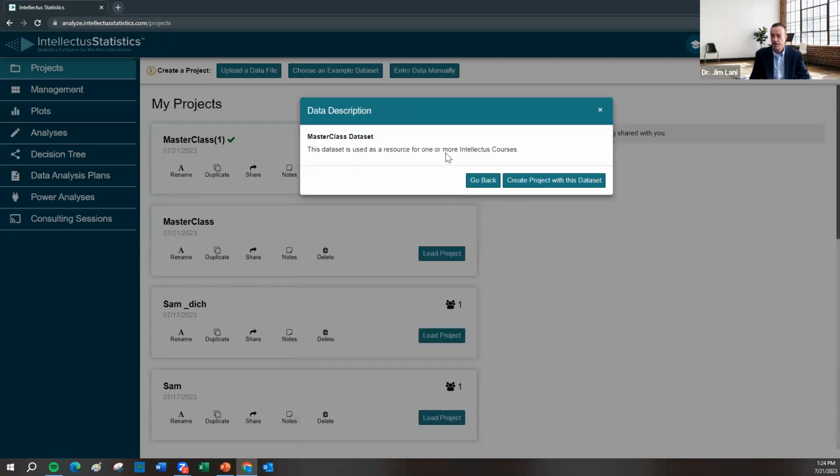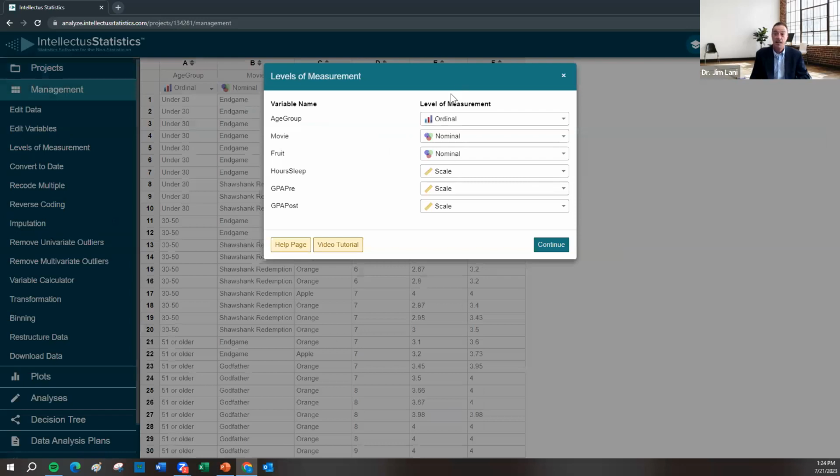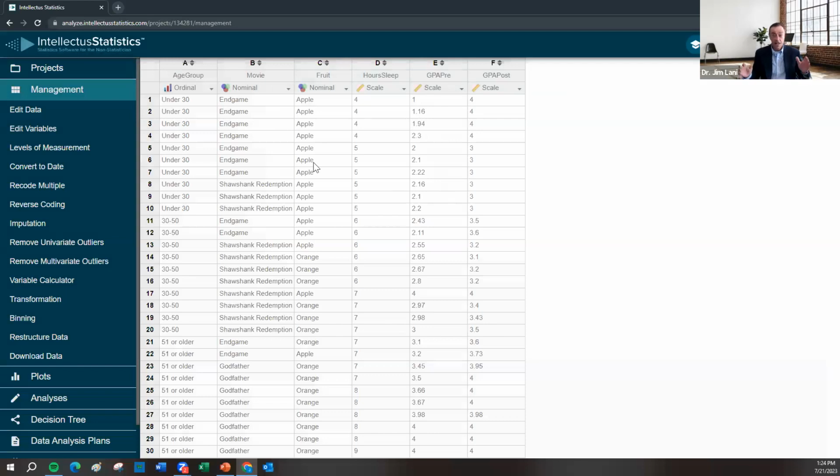This is the little description. Create project with this data set. Yes, that's what we want to do. Here we already have age group is ordinal, movie and fruit is nominal, the other variables are scale. Terrific. And then hit continue. Now we have our data in. So if you've loaded up your own data, congratulations. If you're following along with the example data set, that's fine too.